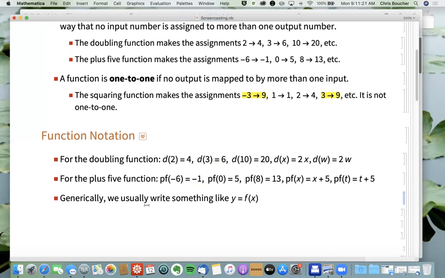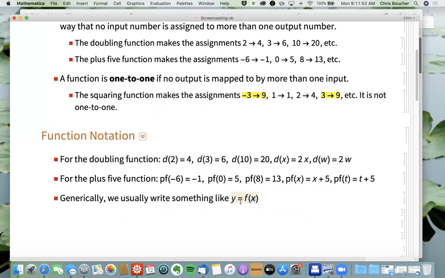Okay, so generically, a lot of the time in textbooks and such, we're talking about an abstract function that we've just invented. And often the mechanics of it are too complicated to describe nicely with something like doubling or squaring or +5. Books often use the letter F as their name for a function. So they'll use letters like F, G, H to symbolize functions.